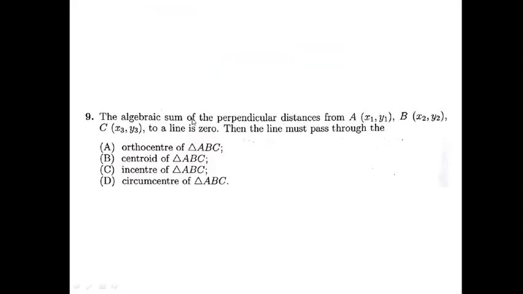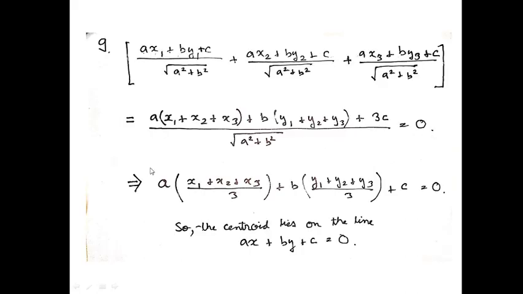Next, the algebraic sum of the perpendicular distances from A, B, C to a line is 0. Then the line must pass through the orthocenter, centroid, incenter, or circumcenter. Okay, let us see. If the equation of a line is ax plus by plus c, then the distance of the point x1 y1 from that line will be ax1 plus by1 plus c by root over a square plus b square.